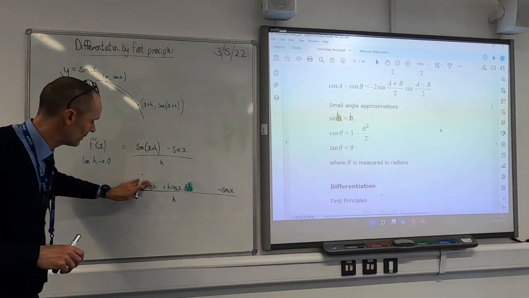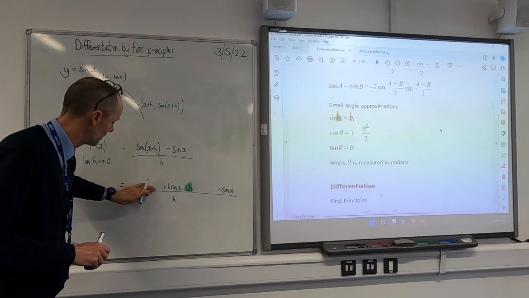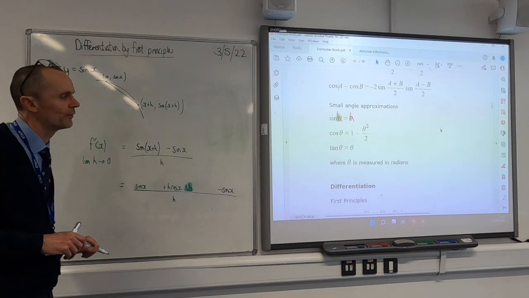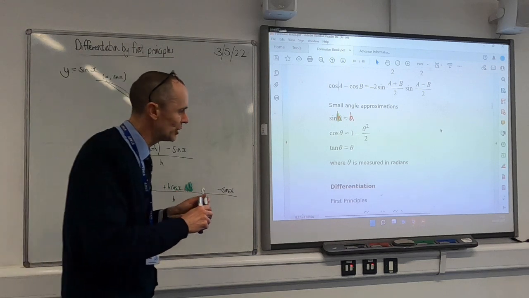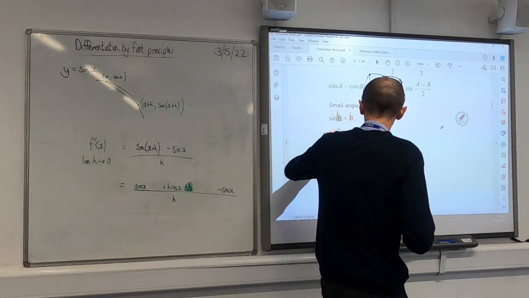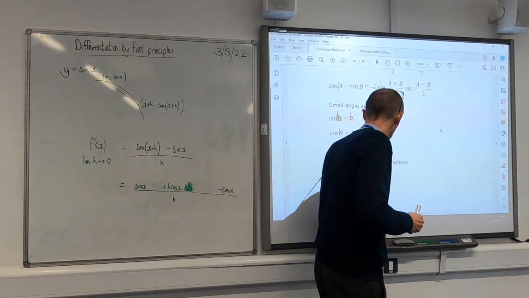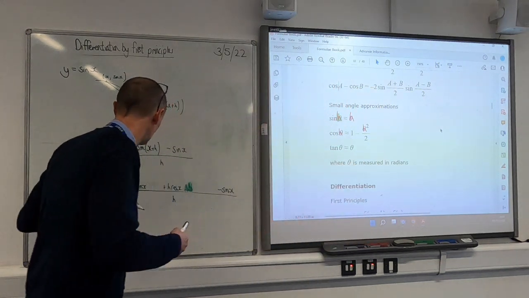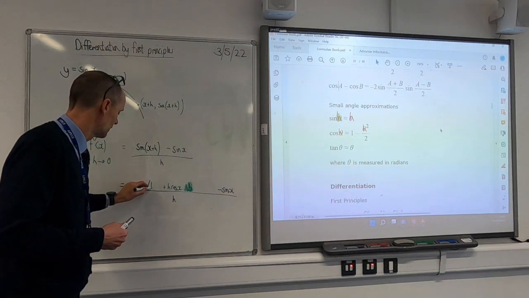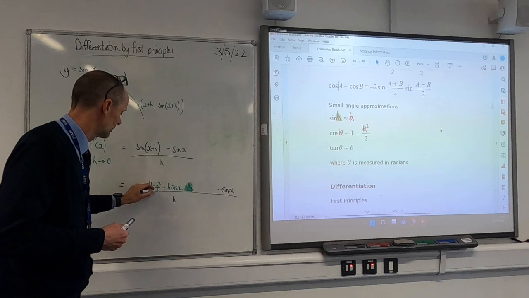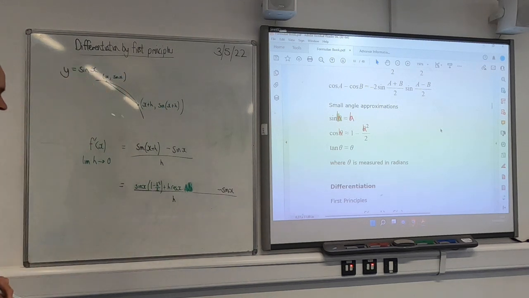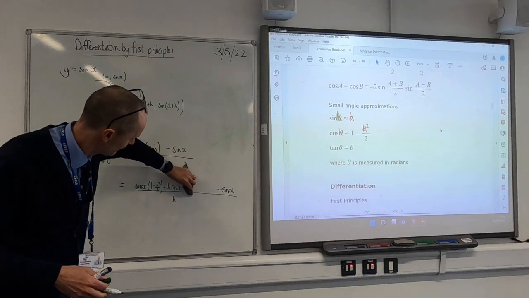Actually it's tan that's normally the complicated one, but cos in this case is not as straightforward. The cos of h will be 1 minus h squared over 2. I don't need to prove those. And don't forget, all along we've got that minus sine x as well.